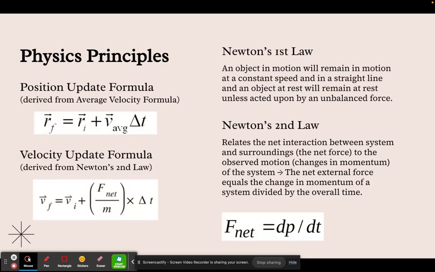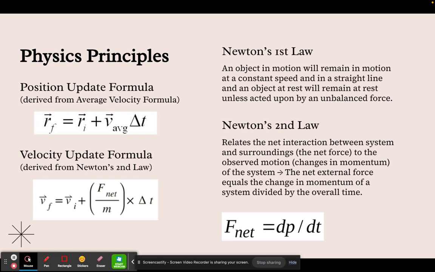Here are some physics principles that are relevant to this lab. Newton's first law states that an object in motion will remain in motion at a constant speed and in a straight line, and an object at rest will remain at rest unless acted upon by an unbalanced force. Newton's second law relates the net interaction between system and surroundings, which is the net force, to the observed motion or changes in momentum of the system.